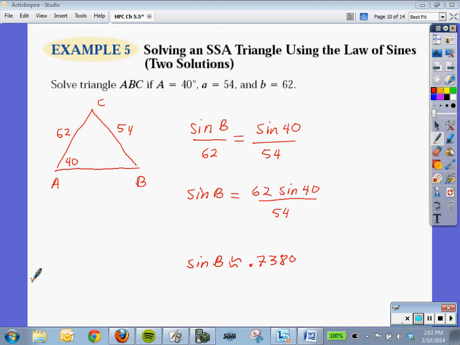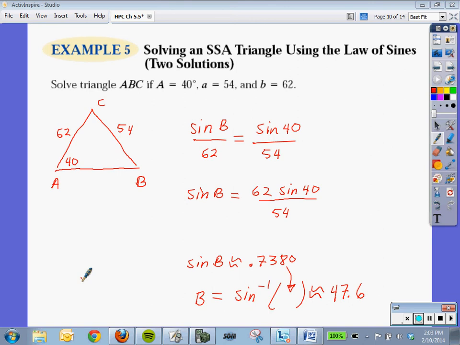So I found that the sine of B is approximately equal to 0.7380. Now, if I take the inverse sine, I'll find that B is equal to the inverse sine of this ratio going in that spot there. So let's go ahead and figure out what we should get on our calculator. I'm getting right now that the angle B is approximately equal to 47.6.